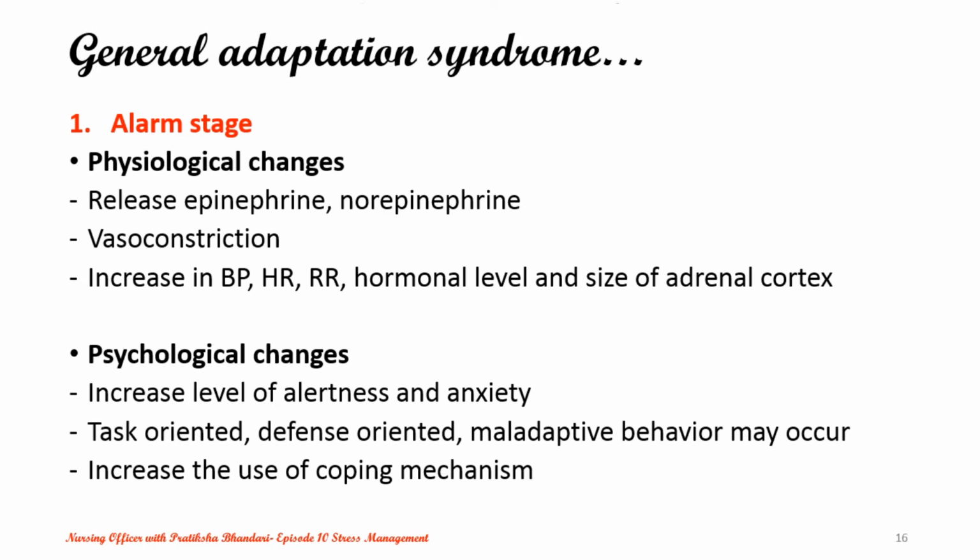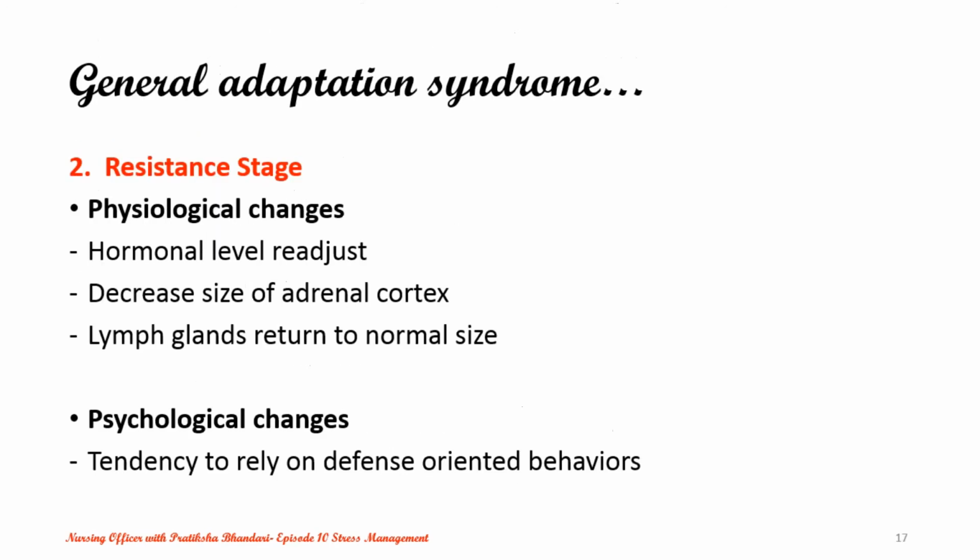There are physiological and psychological changes in the alarm stage. There is release of epinephrine and norepinephrine. There is vasoconstriction, increase in blood pressure, heart rate, respiratory rate, hormonal level and size of the adrenal cortex. There is increased level of alertness and anxiety. The person is task oriented if the stress is eustress, and defense oriented maladaptive behavior may occur in case of distress. There is increased use of coping mechanisms.